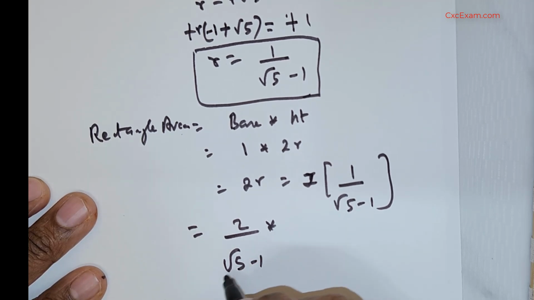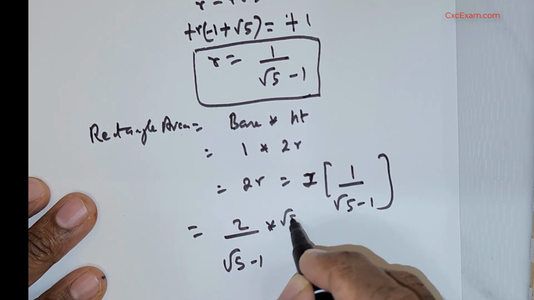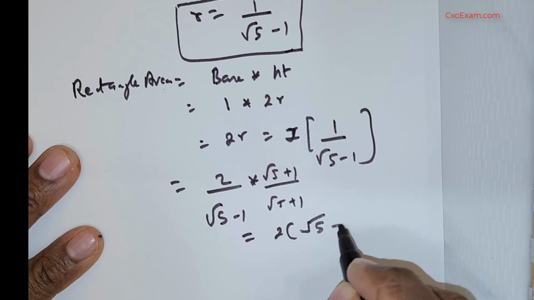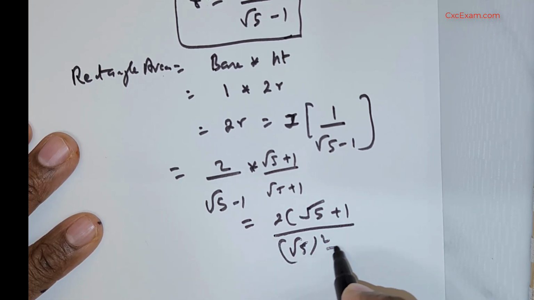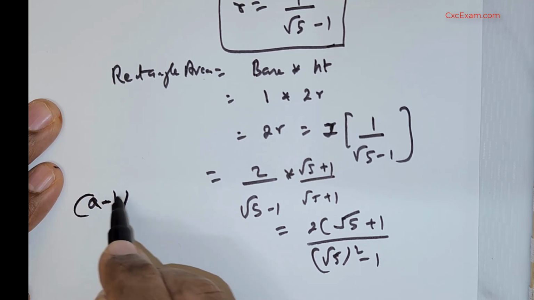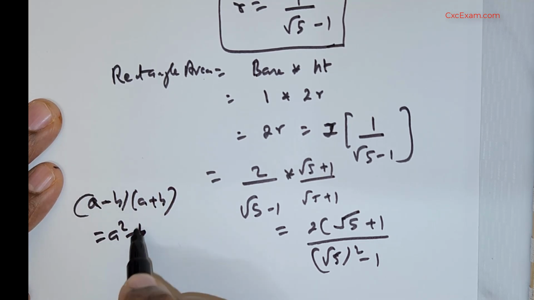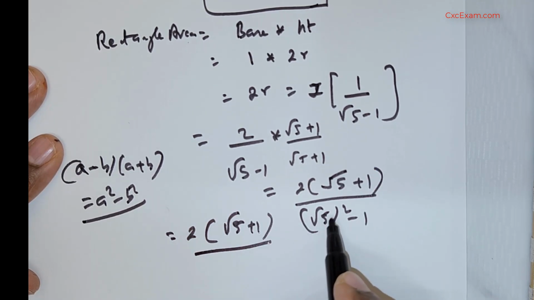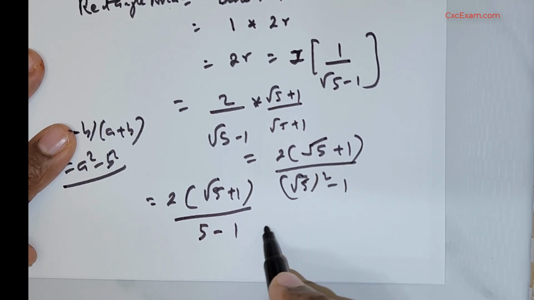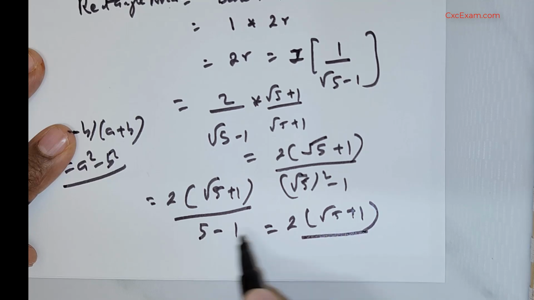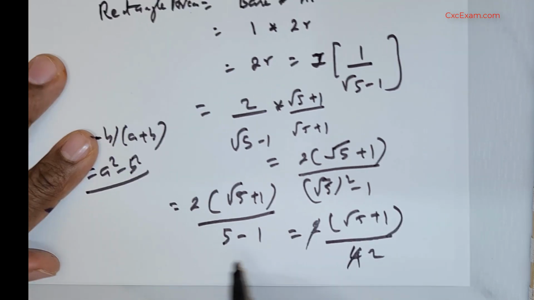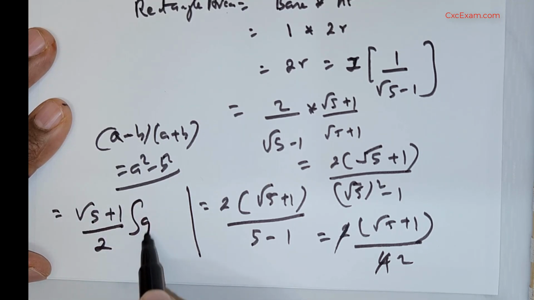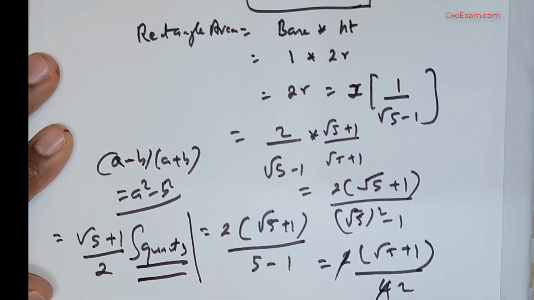But I cannot have it like this. I want to get rid of the root from the denominator. I'm going to multiply by root 5 plus 1. So this is 2 times root 5 plus 1 divided by root of 5 squared minus 1, because a minus b multiplied with a plus b gives a squared minus b squared. So that's going to be 2 times root 5 plus 1 divided by 5 minus 1, which is 4. 2 divides here 2 times. So this is equal to root of 5 plus 1 over 2 square units. So this is the area of the rectangle.